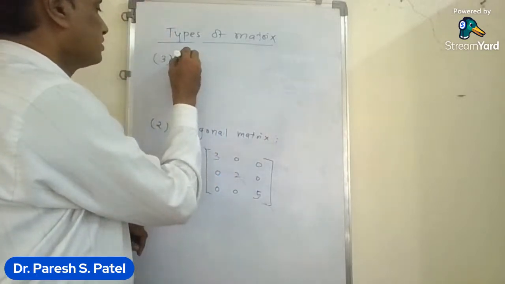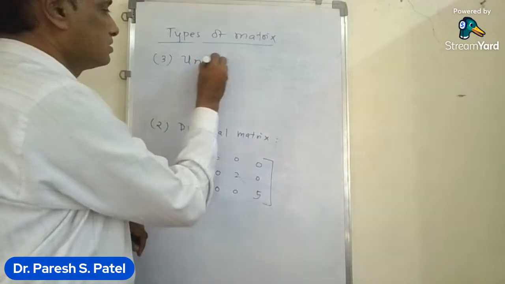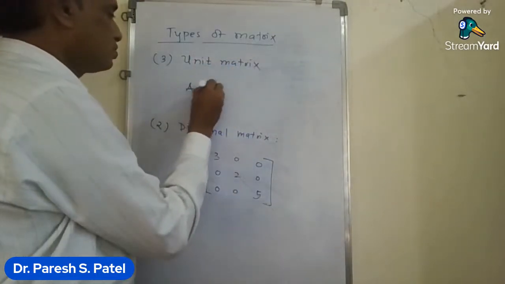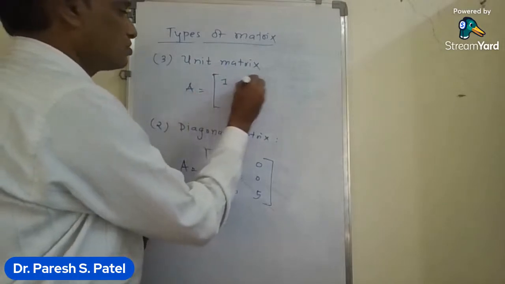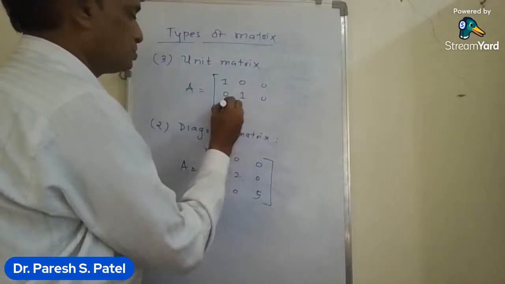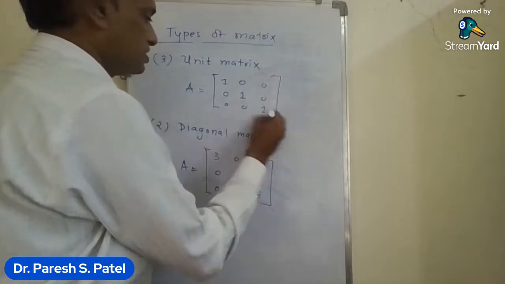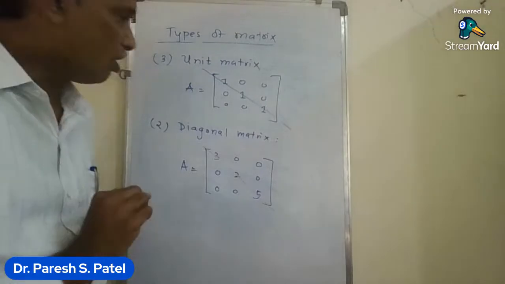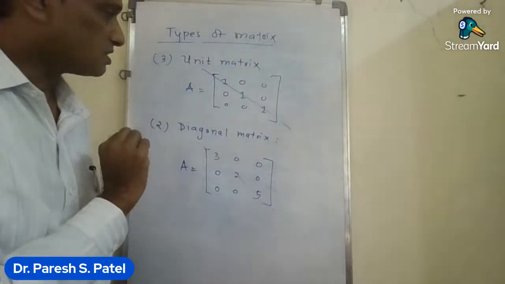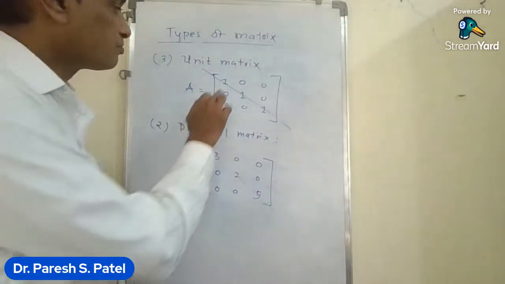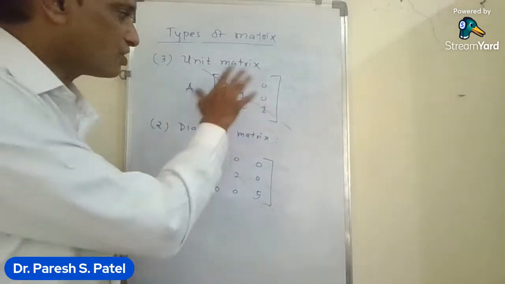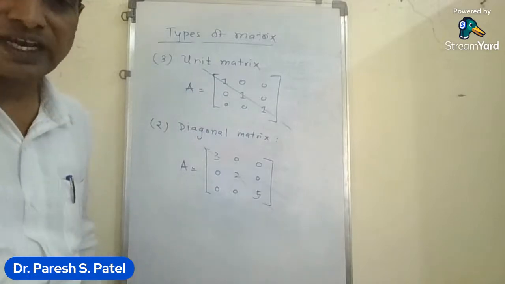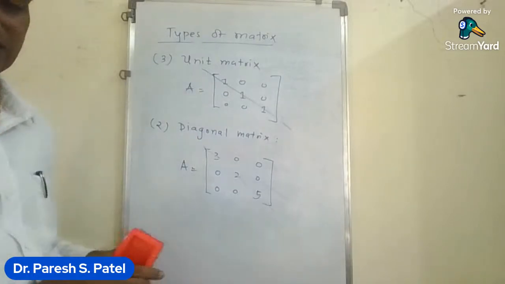Third one is unit matrix. A is equal to 1, 0, 0, 0, 1, 0, 0, 0, 1. This is again the diagonal position. The values of the diagonal positions are 1 and the values of the elements other than the diagonal are 0. So this type of matrix can be represented as a unit matrix.